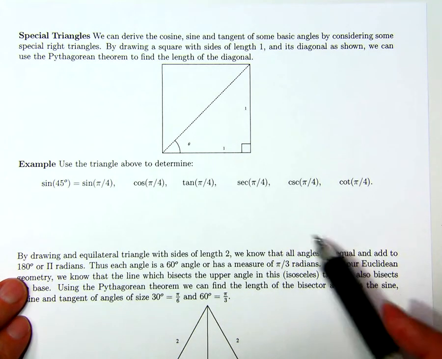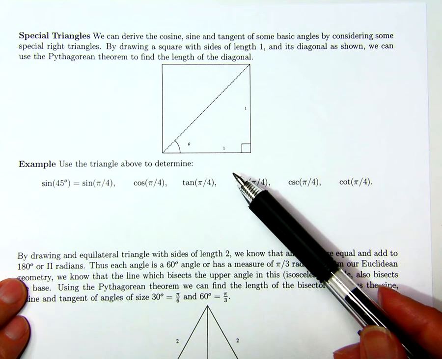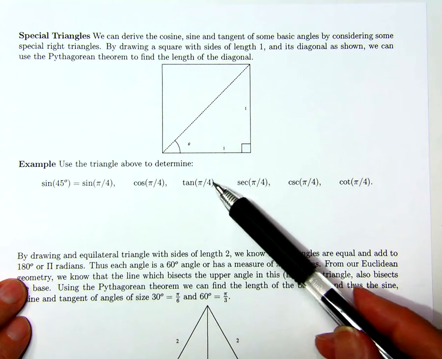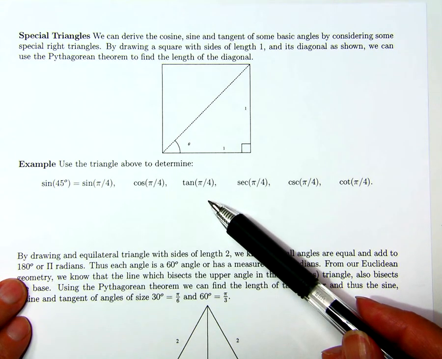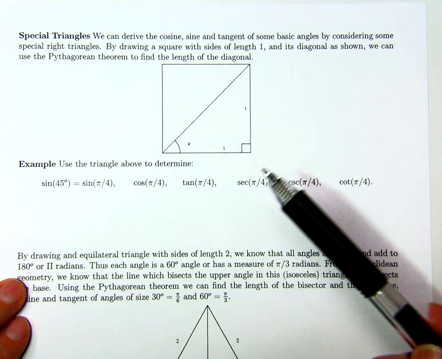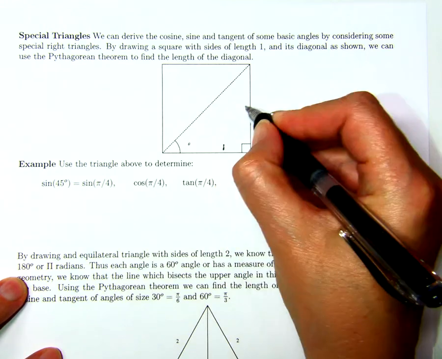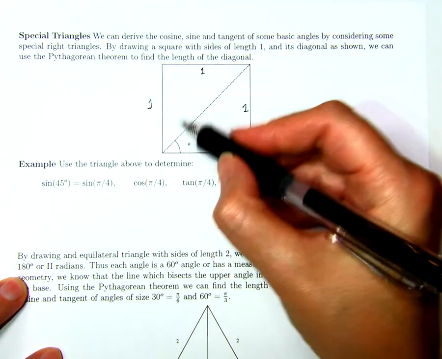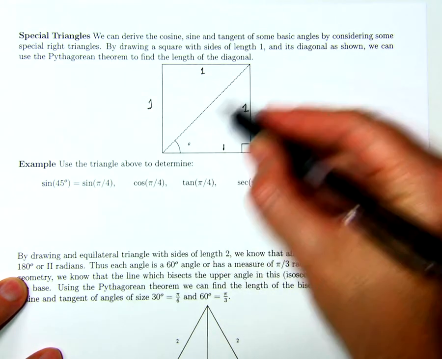Here we're going to use some special triangles to figure out the sine, cosine, and tangent of some basic angles, basically pi over 4, pi over 6, and pi over 3. And we start with a construction here. We draw a square with side length 1, and we cut the square in half with the diagonal.